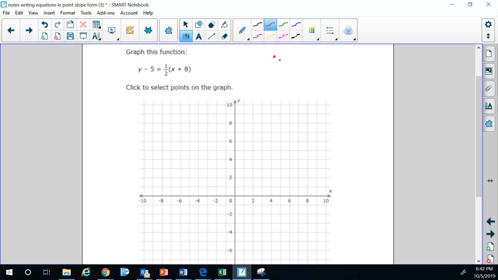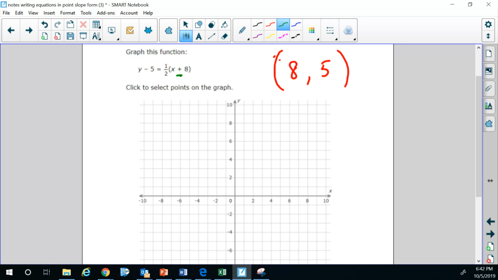Okay? So looking at this equation, you know that you're going to have an 8 and a 5 as your point. The key now is to make sure that you have the correct signs. Now, as I said before, whatever sign you have in the equation, just flip it for your point. In the equation, we have a positive 8. All right, we have a positive 8.